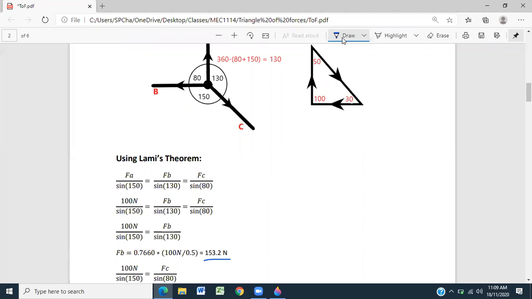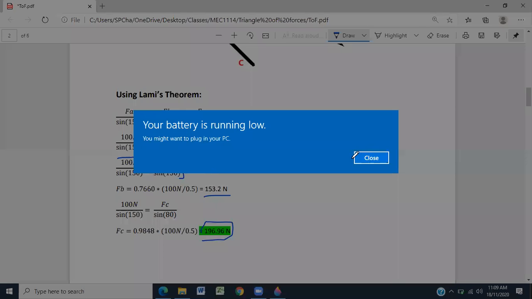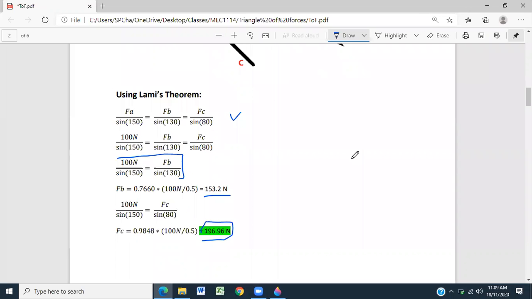Good. So we use Lamy's theorem and we generate these equations. And we want to find B, so we use this part. We do the cross multiplication. Give me a second, guys. Let me just get my charger.